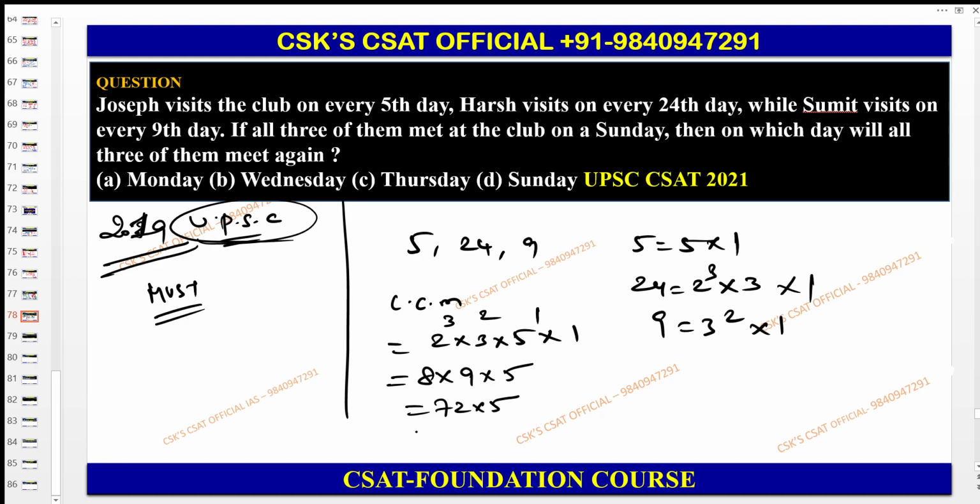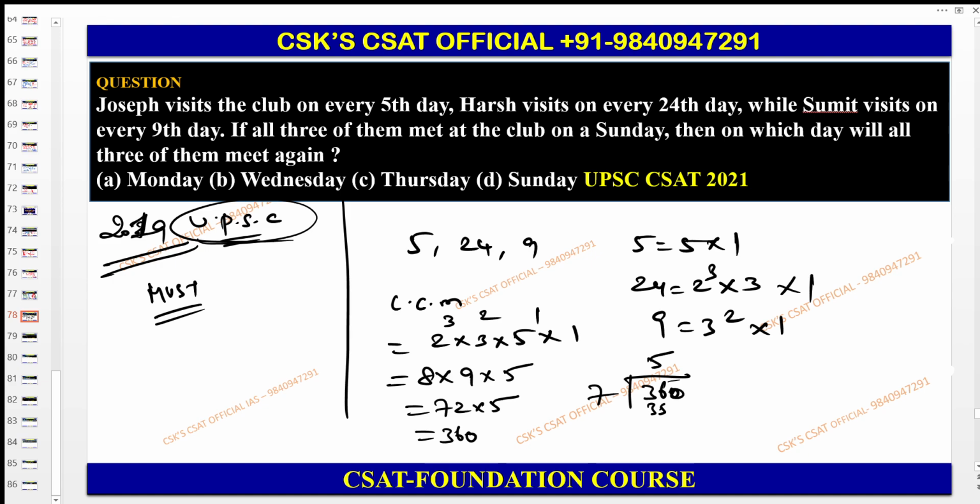72 into 5 is 360. Now, Sunday, Monday, and so on means 7 days in a week. Divide the 360 by 7. Get the odd number, which means odd days. Extra days. So in another way, you can say it as an extra day.